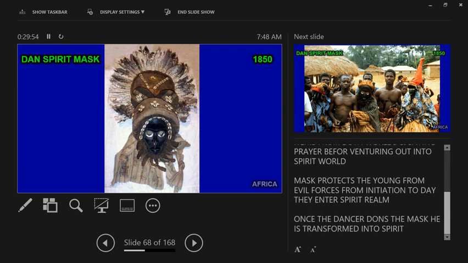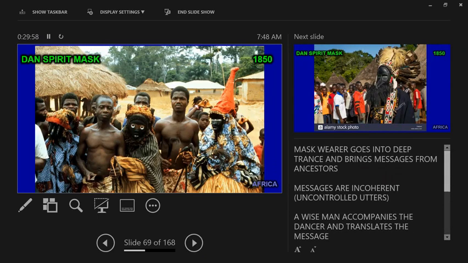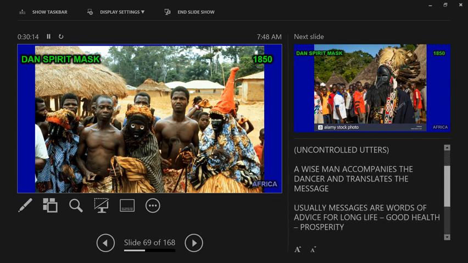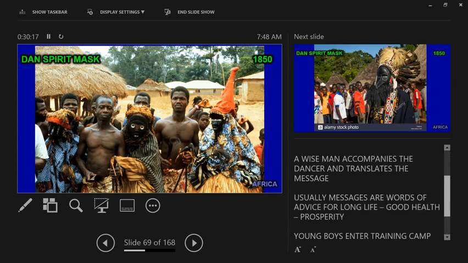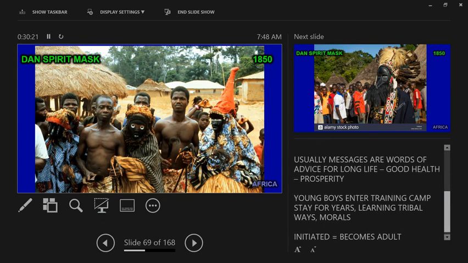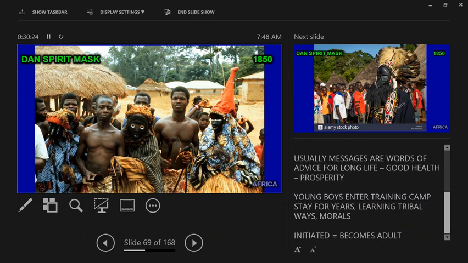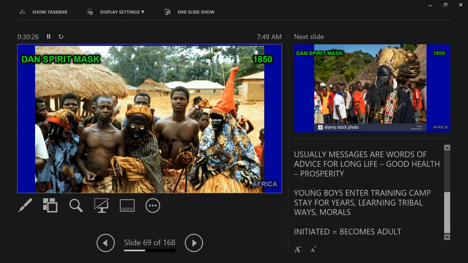Once the dancer dons the mask he is transformed into the spirit. The mask wearer goes into a deep trance and brings messages from the ancestors. The messages are incoherent, and there are uncontrollable utterances coming from the dancer. So a wise man accompanies the dancer and translates the message. Usually the messages are words of advice for a long life, good health, and prosperity.